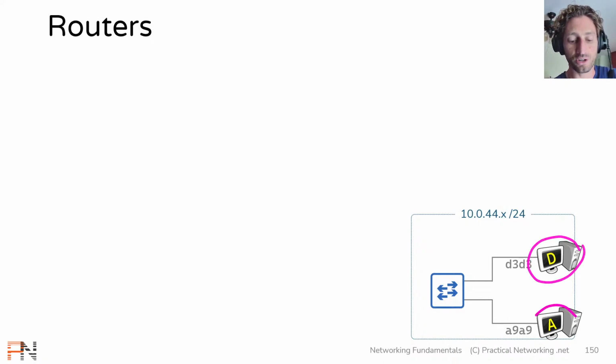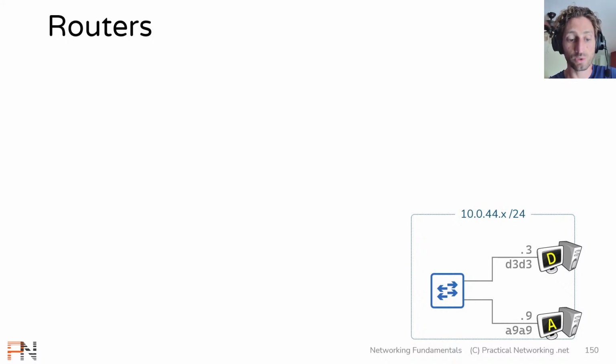Either way, for these hosts to speak, they must be connected to a switch, and they must have a MAC address, and they must also have a Layer 3 address, like an IP address. Host D's IP address is 10.0.44.3, and host A's IP address is 10.0.44.9. That's what it takes for these hosts to speak to each other.